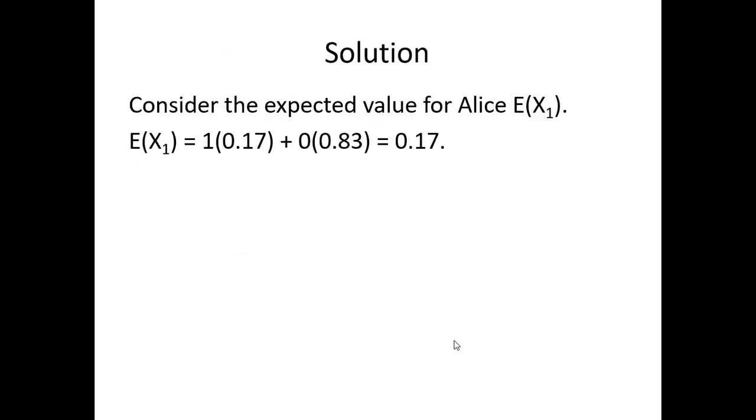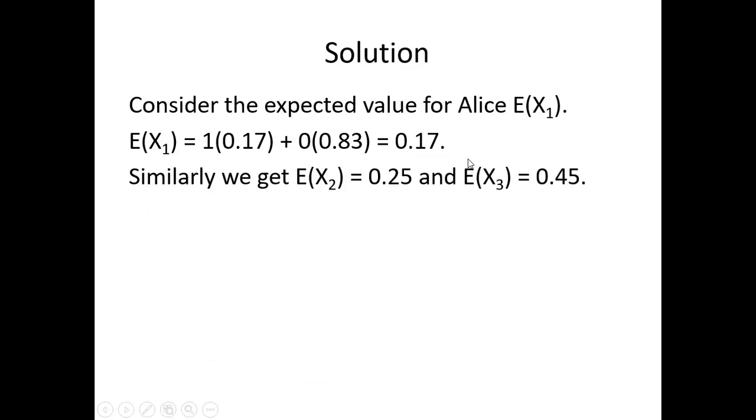So let's consider the expected value for Alice, which is E of X1. She finds one butterfly with probability 0.17, and she finds none. Now this probability has to be the complement, 0.83, but we don't need it, it's just there. So E of X1 is 0.17, and similarly we get E of X2 is 0.25, E of X3 is 0.45.